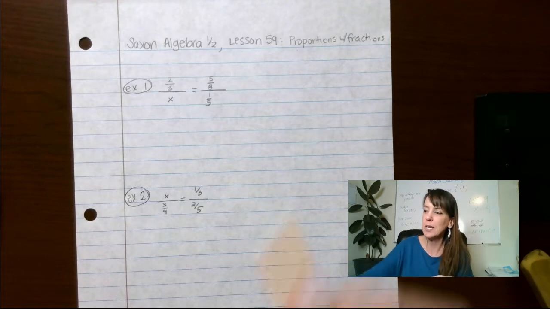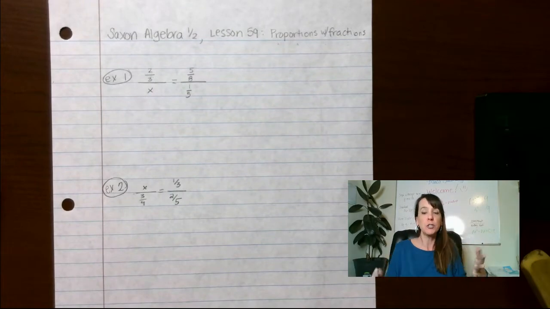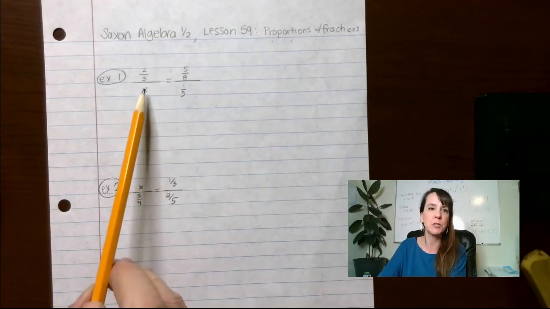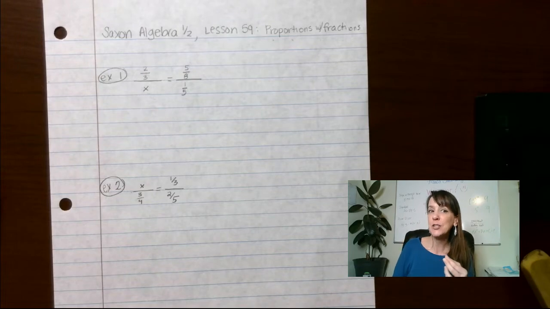We're going to be talking about proportions with fractions. Again, a fraction is just a ratio and a proportion is comparing two ratios, aka comparing two fractions. So that's exactly what we're doing here. We're comparing this fraction to this fraction. Now, I love it when we have fraction equals fraction because we can cross multiply.